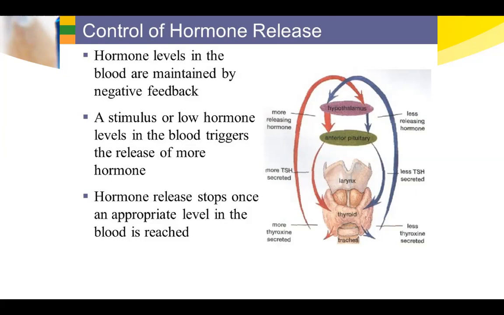When the amount of hormone in the blood reaches a certain level, the endocrine system sends a signal that stops the release of the hormones.